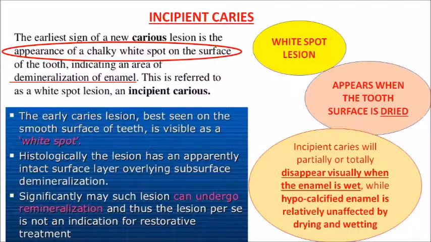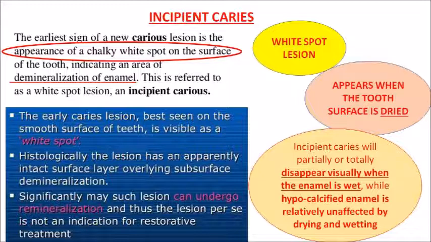Moving on to another important aspect, which is the types of caries, including incipient caries. Incipient means the earliest one. The earliest sign of a new caries lesion is the appearance of a chalky white spot on the surface of the tooth. Whenever a chalky white spot appears on the tooth surface, it indicates that a caries process or caries lesion is starting there, indicating an area of demineralization of enamel.